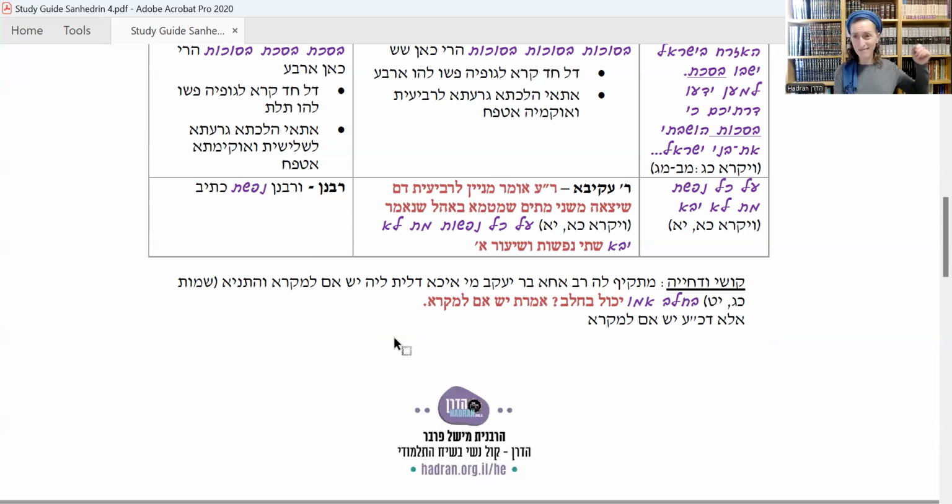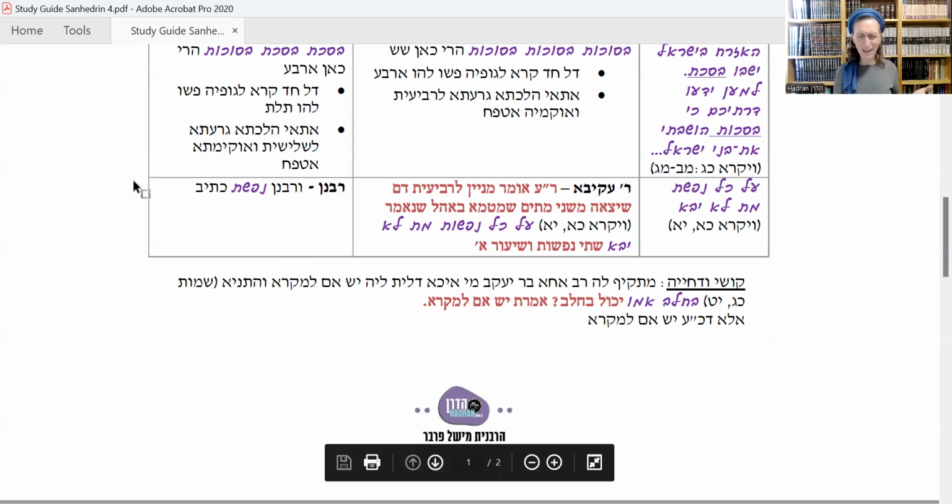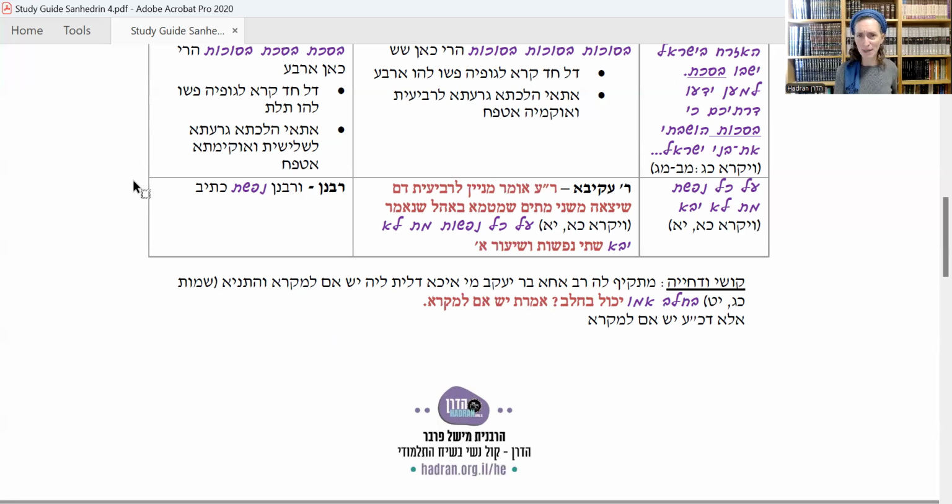But now comes the big stab into this whole theory. Matkef lah Rav Acha bar Yaakov. Rav Acha bar Yaakov comes and says, wait a minute, mi kadalela yesh em lamikra. I'm going to prove to you from a very basic pasuk that nobody disagrees with this concept of yesh em lamikra.